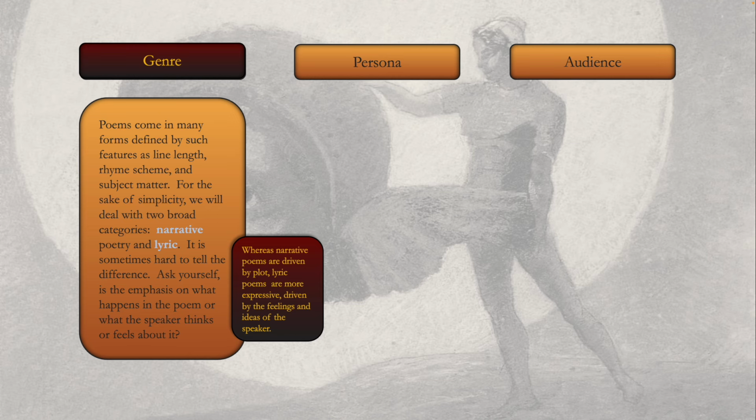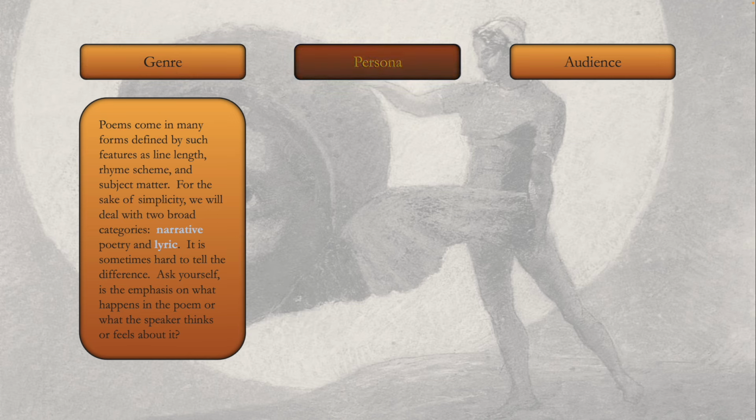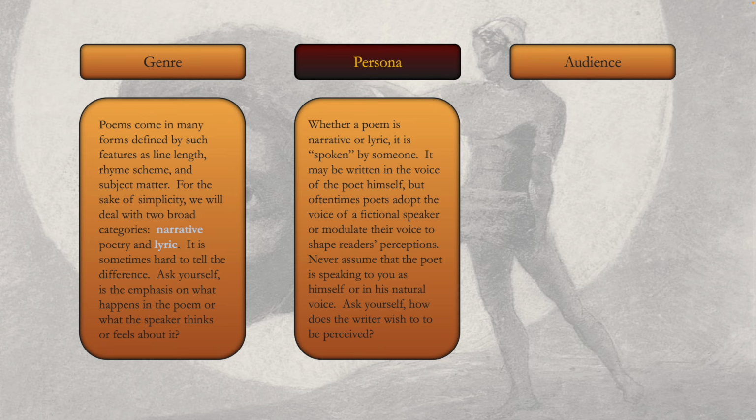Which brings us to the next term that you see on the screen here, the persona. Whether a poem is narrative or lyric, it is spoken by someone. It may be written in the voice of the poet himself, but you should never assume that. Oftentimes, poets adopt the voice of a fictional speaker or modulate their voice to shape readers' perceptions. Never assume that the poet is speaking to you as himself or in his natural voice. Ask yourself, how does the writer wish to be perceived?